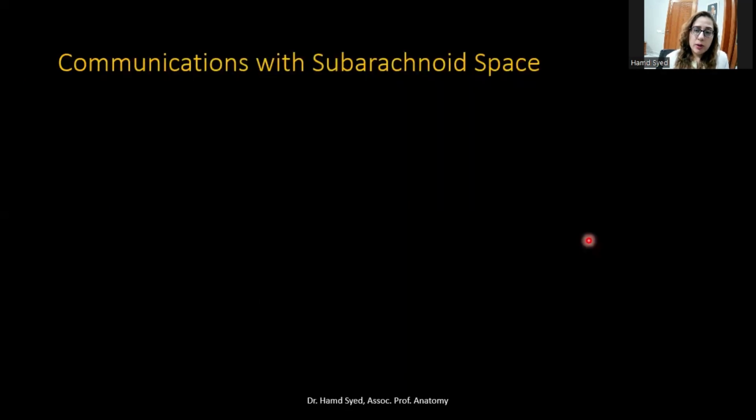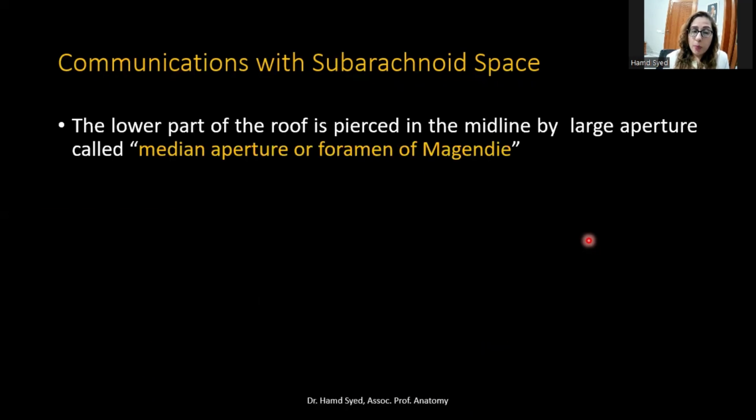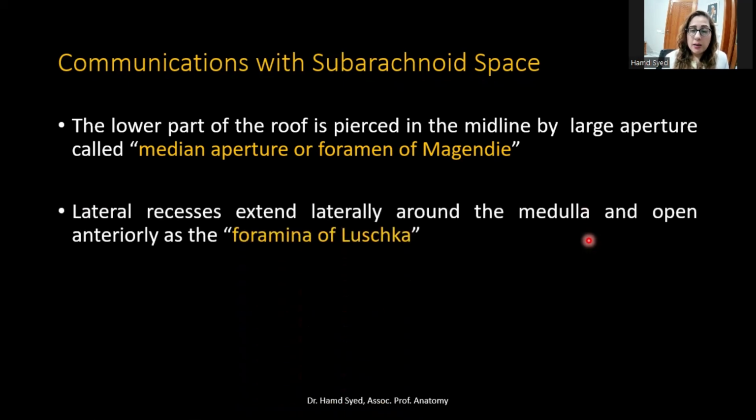Remember, the fourth ventricle is communicating with the subarachnoid space. The lower part of the roof of the fourth ventricle is pierced in the midline by a large opening known as the median aperture, or the foramen of Magendie, whereas the lateral recesses extend laterally around the medulla and open anteriorly as the foramen of Luschka.